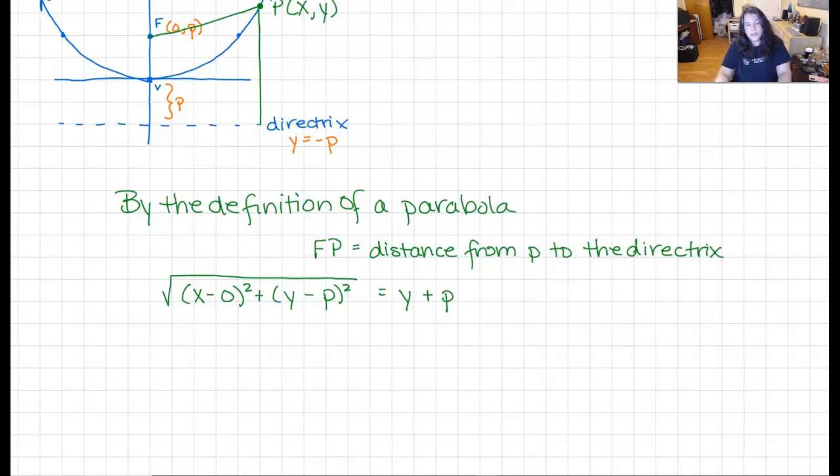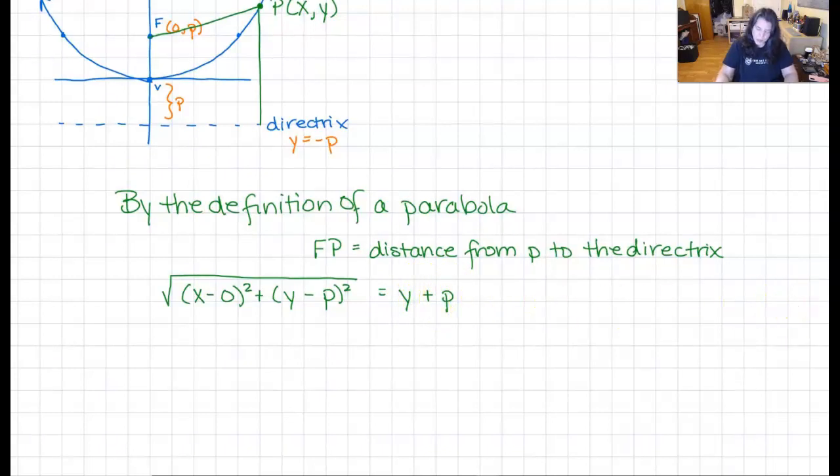So now I have an equation to work with. That actually right there is my equation for a parabola. It turns out I can go ahead and clean that up a little bit, but there it is. So again, the distance from the focus to any point on the parabola can be represented using the distance formula. And then this side is the distance from that point to the directrix. And it doesn't matter where the point is, you're always going to take the y-coordinate and add p.